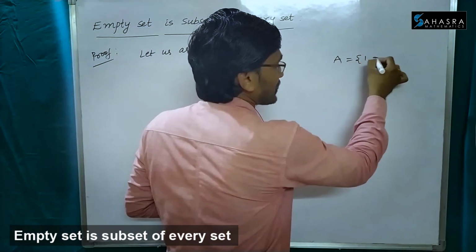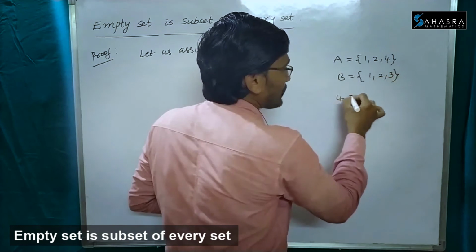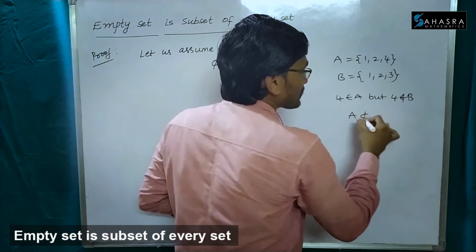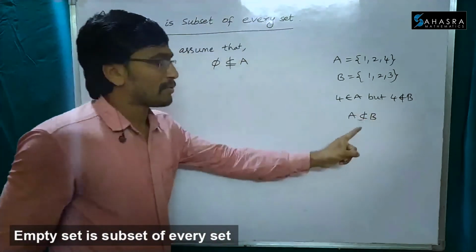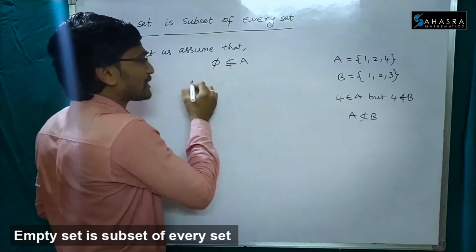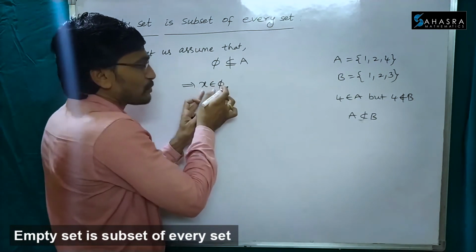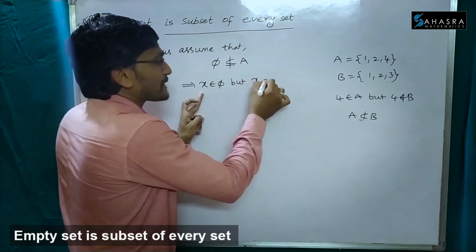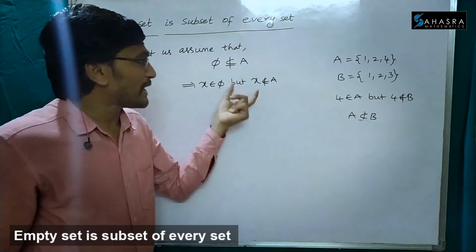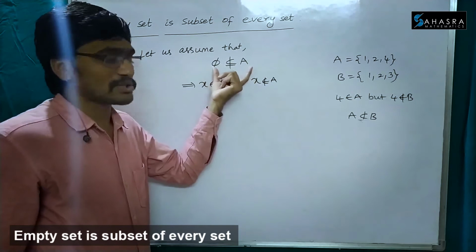Here I have given an example: A = {1, 2, 4}, B = {1, 2, 3}. Here 4 belongs to A, but 4 does not belong to B, so we can write that A is not a subset of B. Am I correct? So here I have taken phi is not a subset of A means: let us consider an element x, x belongs to phi, but x does not belong to A. Then only, if and only if, can we say that phi is not a subset of A.